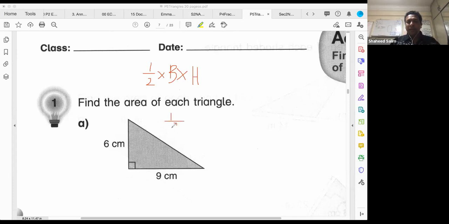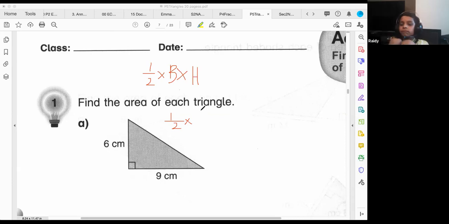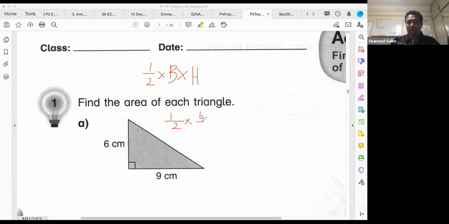Don't wait for the rest also. I did say in chat. Okay, you say in chat. I'm going to check the chat. Half times 6 times 9. Then some say, but why you write the 6 first? No, doesn't matter. Now you say, I want half times height times base. Okay. Half times base times height.